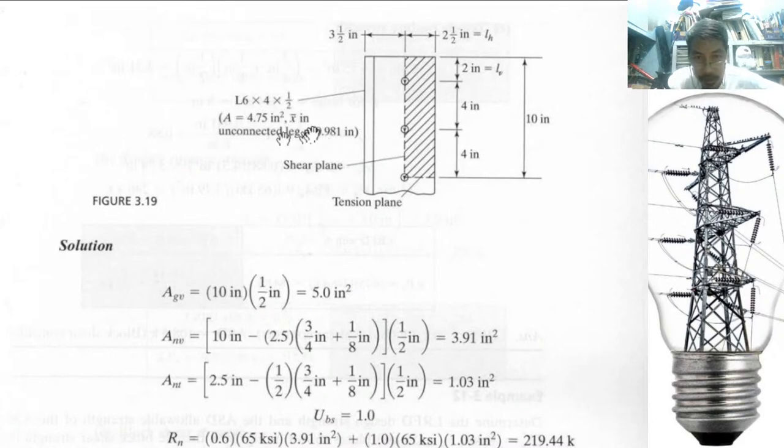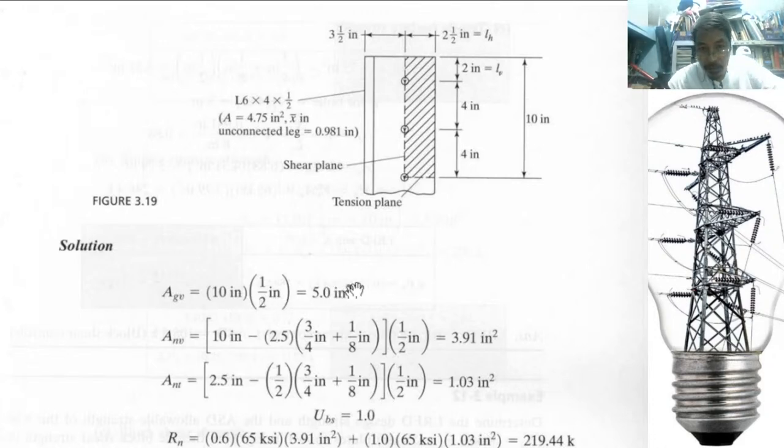When you know that already, we can proceed with the calculation of the gross area. This is not the gross area of the angle. This gross area is 10; it is the gross area of the block. We are now on the topic of block shear, not yield and rupture anymore. This shaded portion is the block. The value of this length is 10, and the thickness is 1/2, so 10 times the thickness is 5.